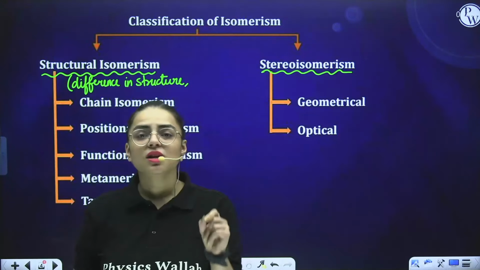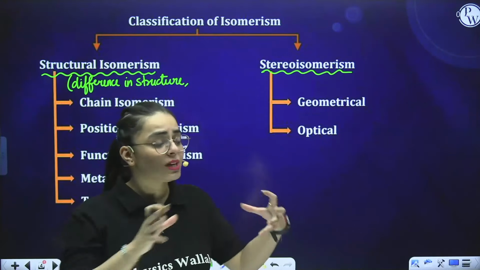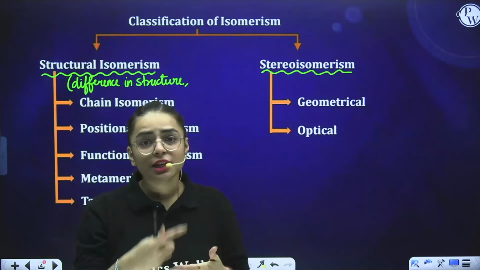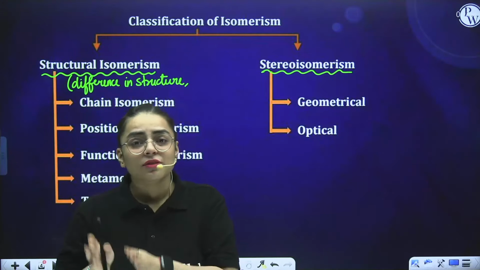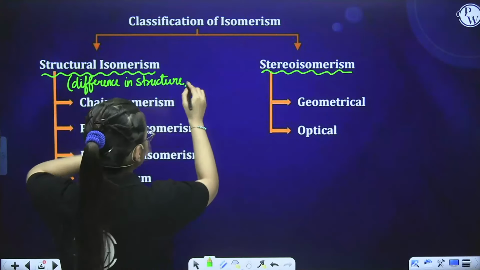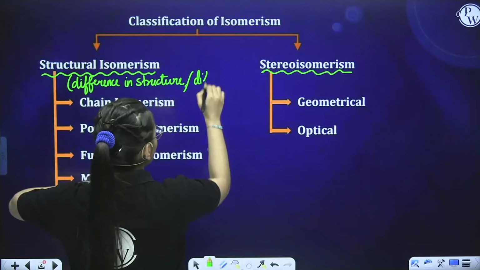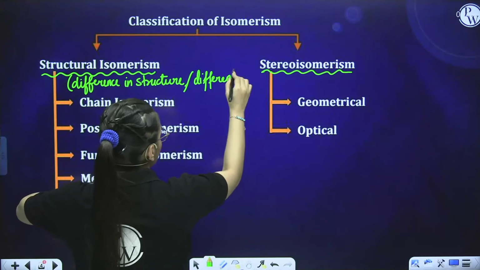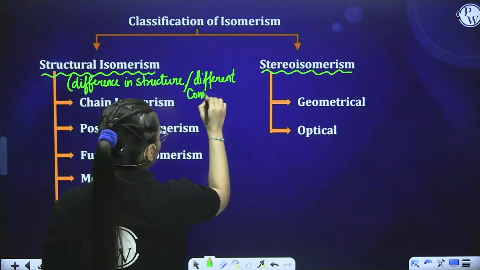Students, I am using the word connectivity. Connectivity means to connect with the different atoms. Later on, I'm going to explain what I'm referring to here with the help of some examples, right? So I would say difference in structure, or different connectivity of atoms. Different connectivity.